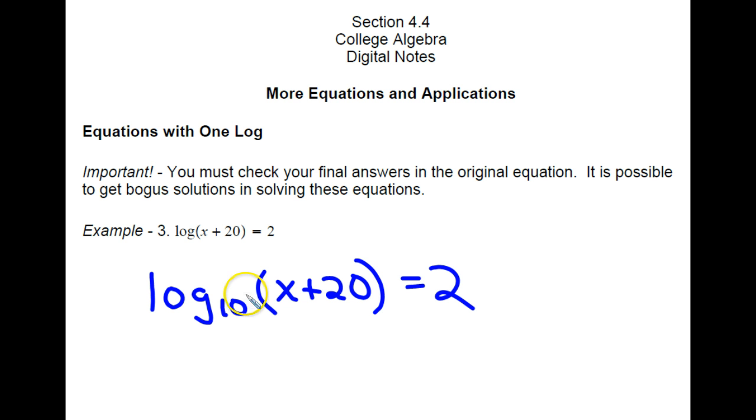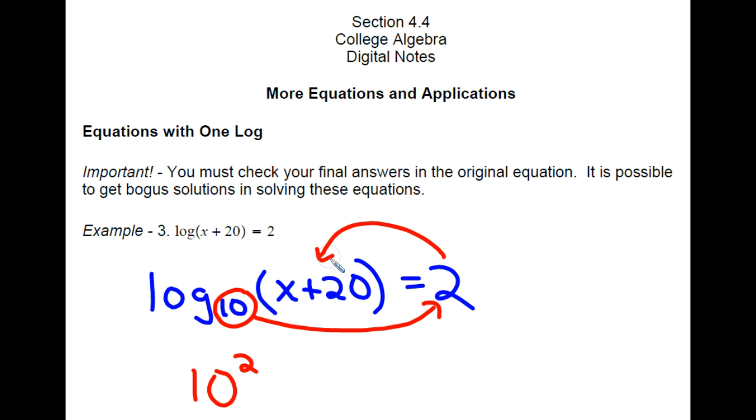We start with the base of our logarithm, which is 10. We raise it to the power of whatever's on the other side of the equal sign, which is 2. And then we set it equal to whatever's inside the logarithm, which in this case is x plus 20. Now we have x outside of the logarithm, out in the open, where we can actually solve for it.